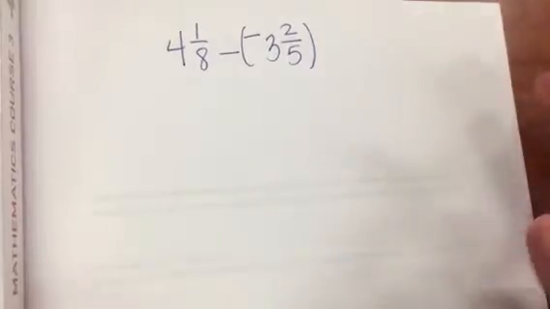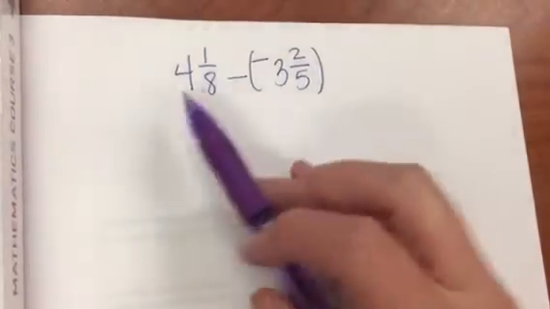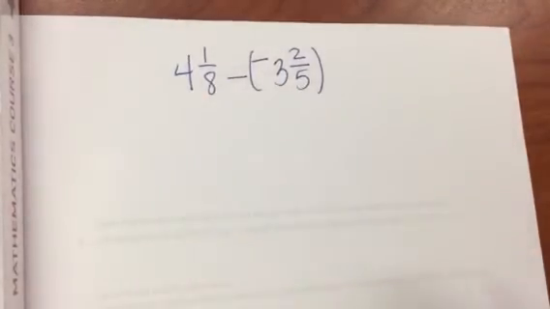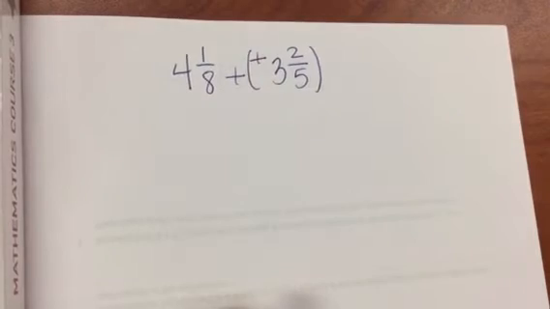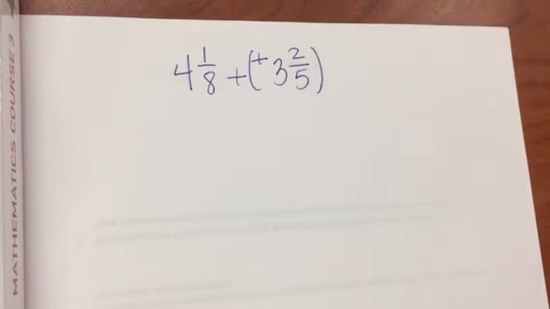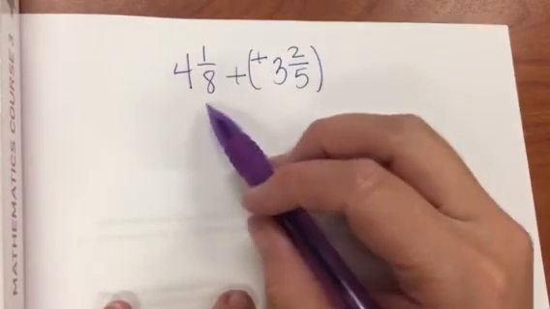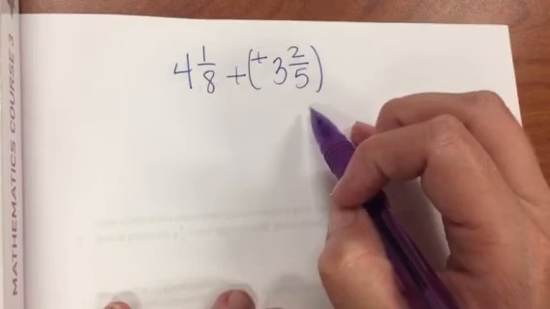Okay, let's go ahead and do one more for today. 4 1/8 minus negative 3 2/5. The first thing we have to look at: is this an addition problem or a subtraction problem? Subtraction. What was I supposed to do when I have subtraction? Keep, change, or you can always add the opposite. It's the exact same thing. We're adding the opposite. The opposite changes it from positive to negative or negative to positive. So 4 1/8 plus 3 2/5.